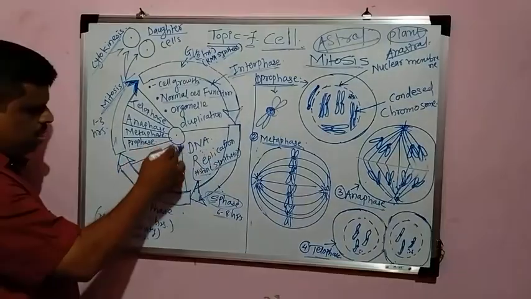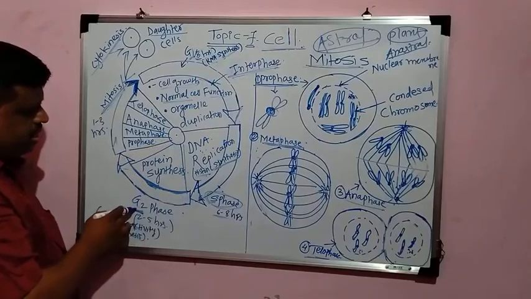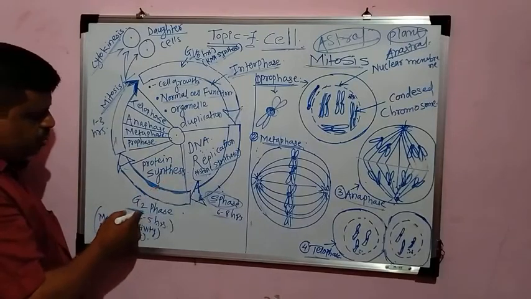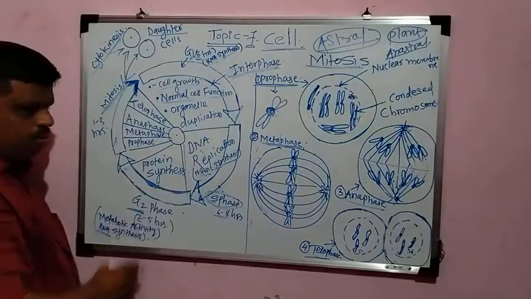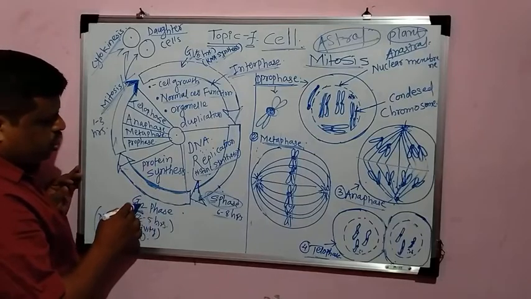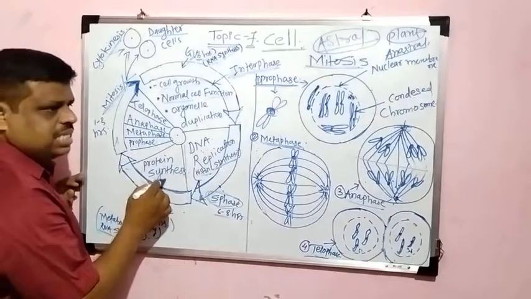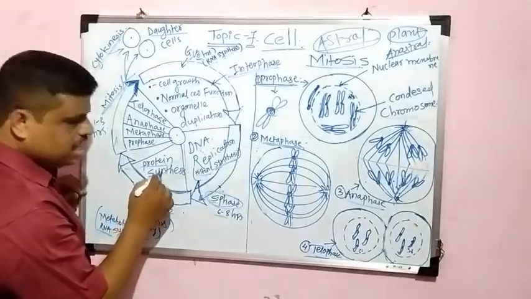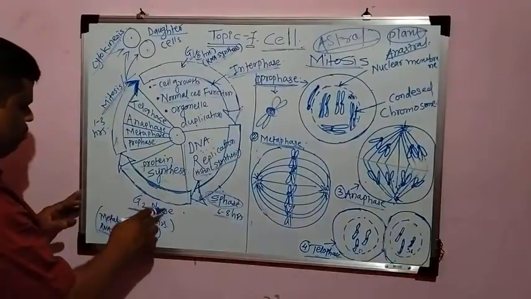This part shows the second phase, that is G2 phase. When the cell enters this G2 or second growth phase, it takes probably 2 to 5 hours. Okay, this is called the second growth phase or the G2 phase. In this phase, protein synthesis takes place. That's why this is called the second growth phase.